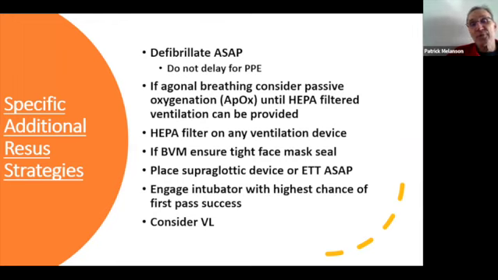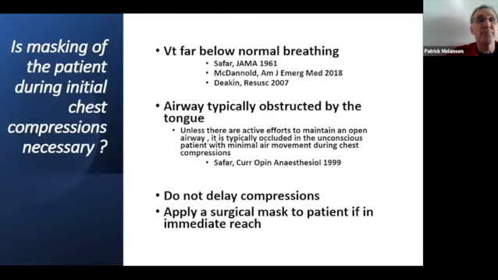You put a HEPA filter on any ventilation device. If you are going to be bagging the patient, if you feel that's necessary while you're waiting for an LMA or an endotracheal tube, it should really be a two-person technique, and one person really should be assigned to make sure that the face mask seal is as tight as possible, with a HEPA filter on the bag. And again, recommending a supraglottic device or an endotracheal tube as soon as possible. Again, the intubator with the highest chance of first pass success should be used, and you consider video laryngoscopy.